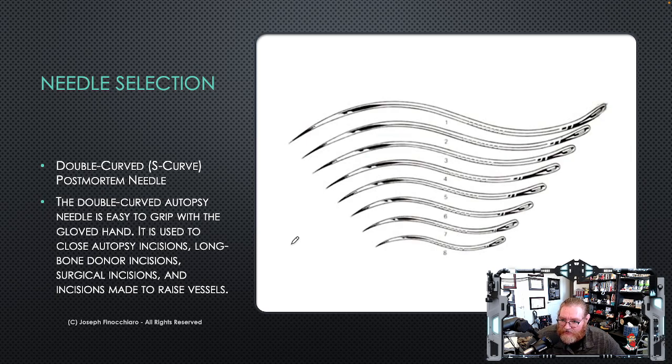Double curve S-curve postmortem needles can be used for autopsies because they're easy to grip with a gloved hand. It's used to close autopsy incisions, long bone donor incisions, surgical incisions, and incisions made to raise vessels. Now, the thing about the S-curves is they come in a variety of sizes. That's an important thing to note. The larger the needle, the larger the hole. And what you don't want is the hole to be larger than your suture thread. So if you are using an extremely large needle, you may have to double up your suture thread in order to plug that hole adequately.